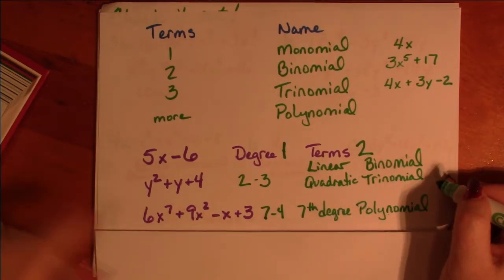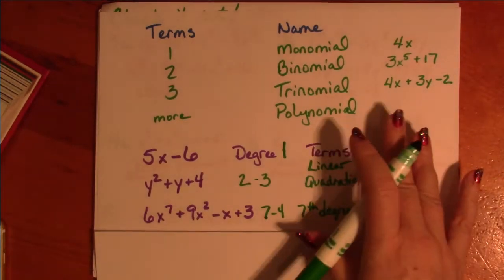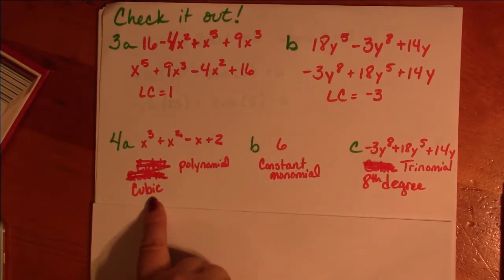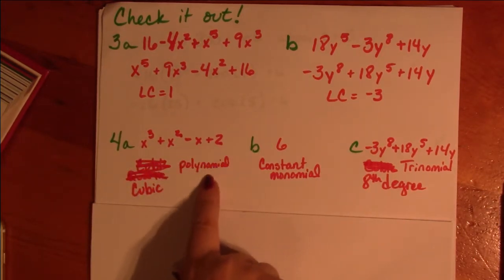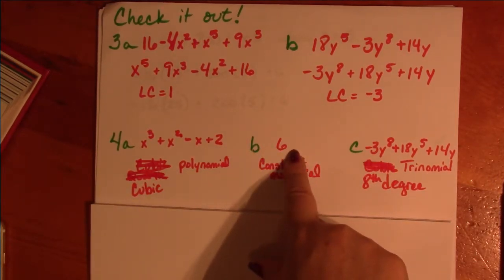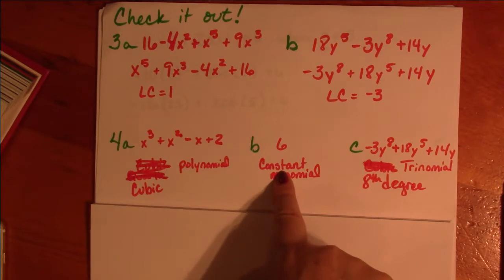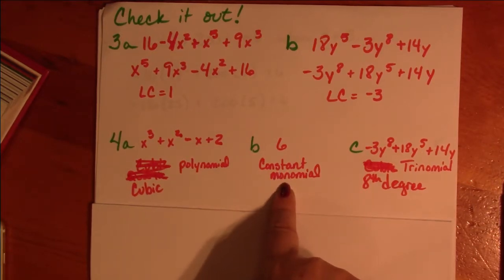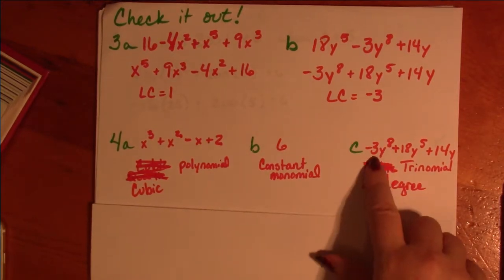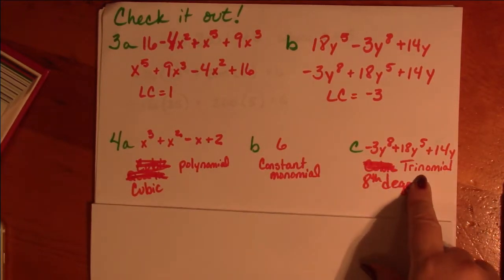Try this yourself on page 498. Check it out, number 4. There's 3 there to try. Pause here and come back when you're done. So 4a goes up to the 3rd degree. That makes it cubic. And it's got 4 terms, which makes it a polynomial. B has no variable, so it is a constant, and there's only 1 term, so it's a monomial. C goes up to the 8th degree, and there are 3 terms, so it's a trinomial.